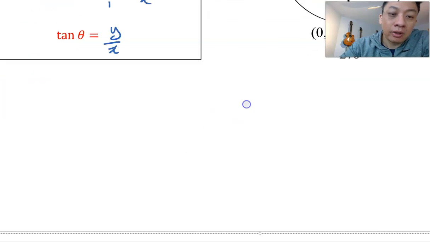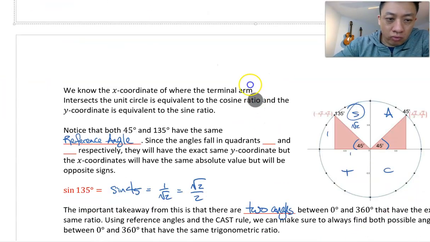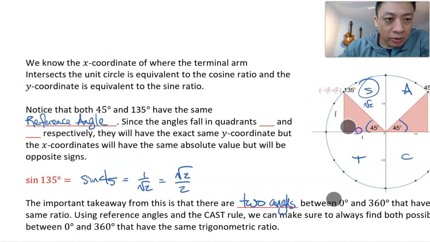All right, let's keep it going. Okay, a little bit of a note here. Let me see if I can explain it.